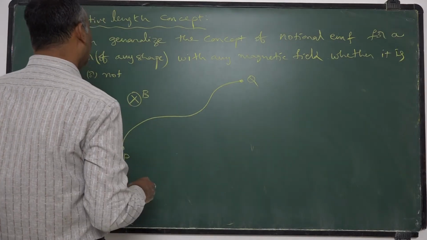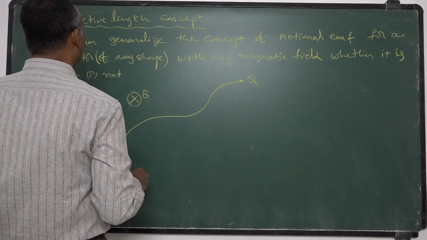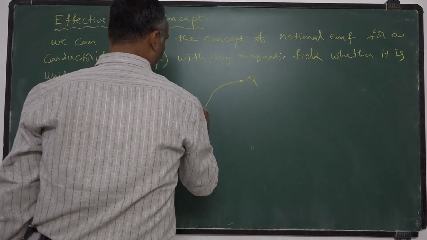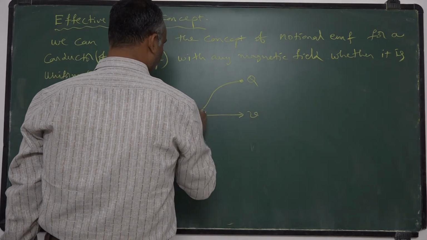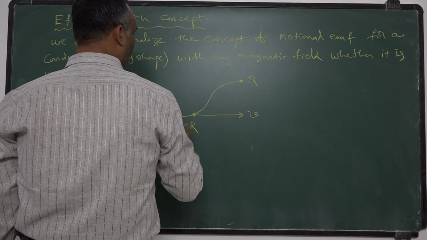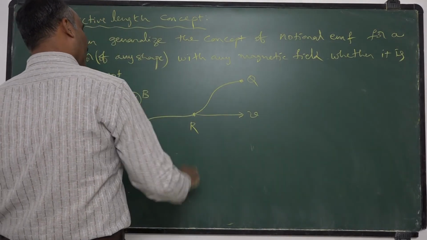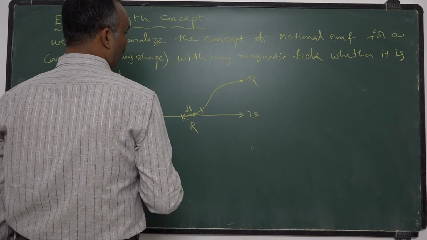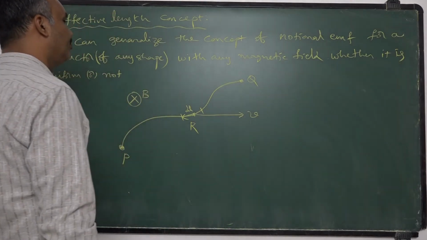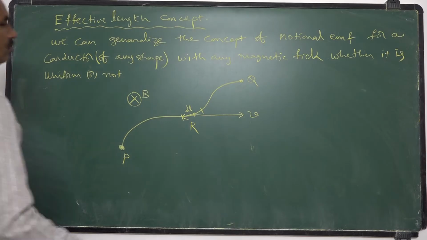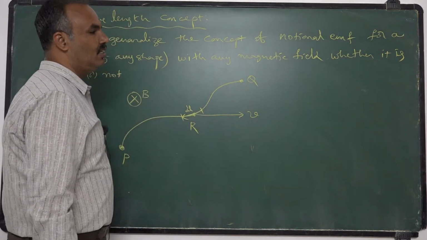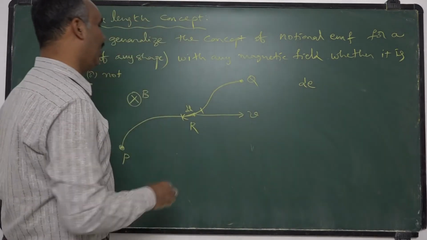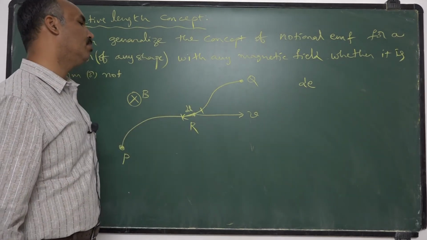Now, in order to calculate induced EMF or motional EMF, because this rod is moving with a velocity v, if I consider a small element of length dl like this, and if you take the velocity into consideration, the EMF developed across the small element of length dl is given by dE.